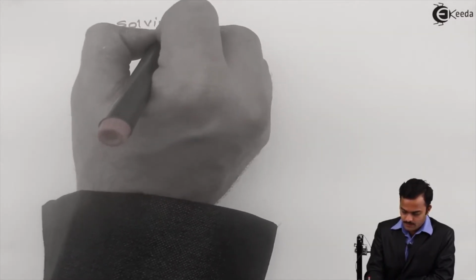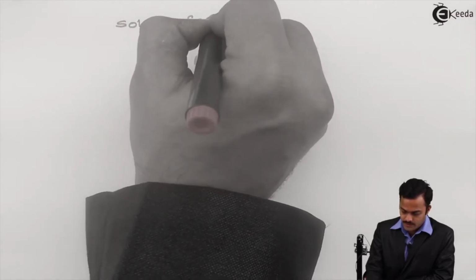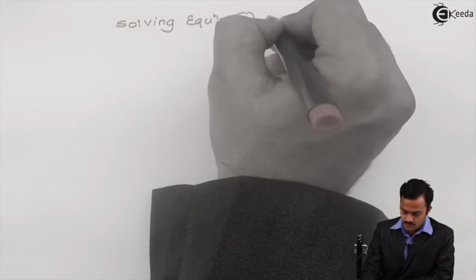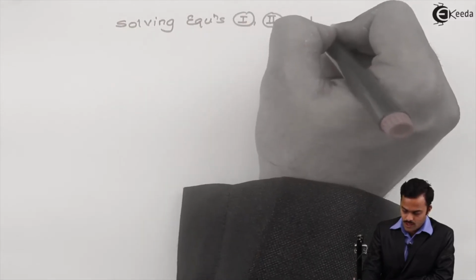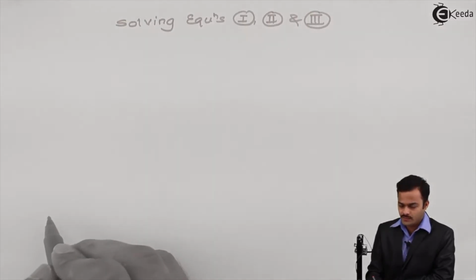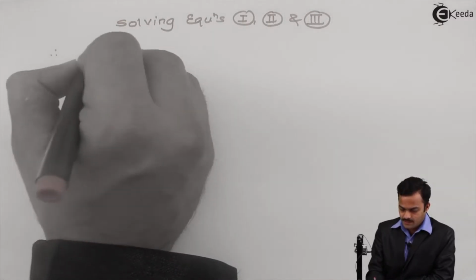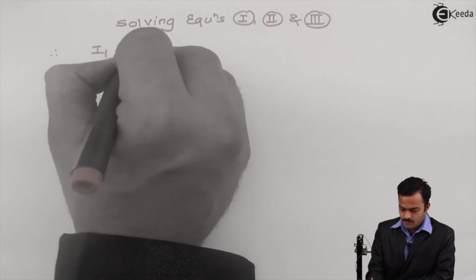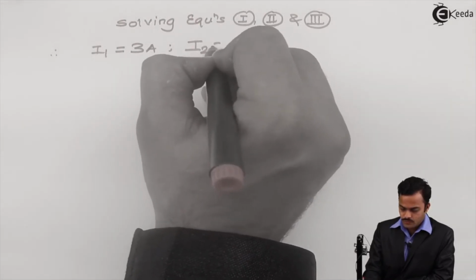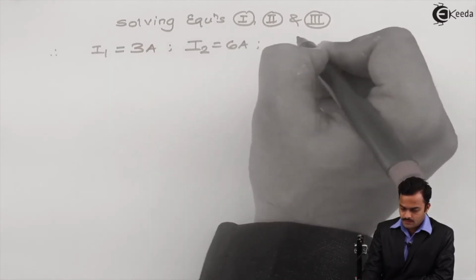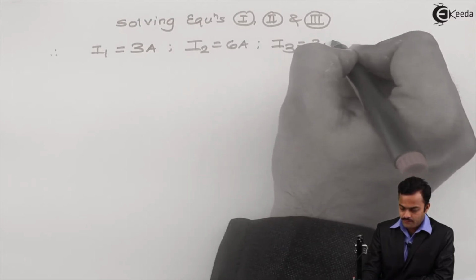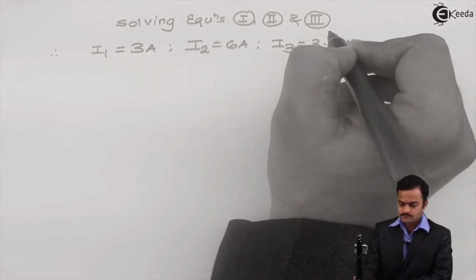So solving equations 1, 2 and 3, which are the simplified versions of the original equations, I will get I1 as 3 ampere, I2 as 6 ampere and I3 as 3.5 ampere.